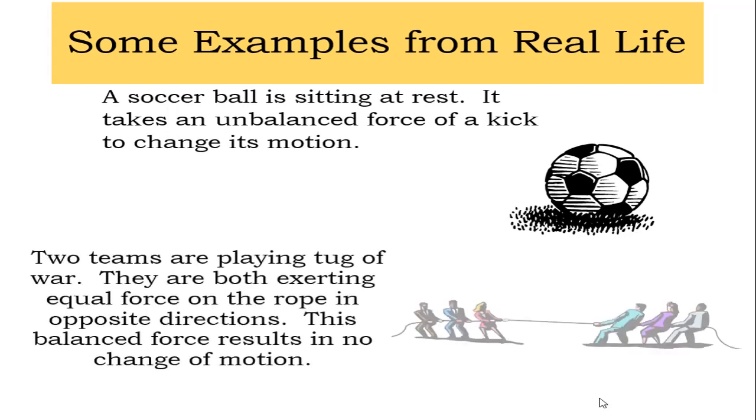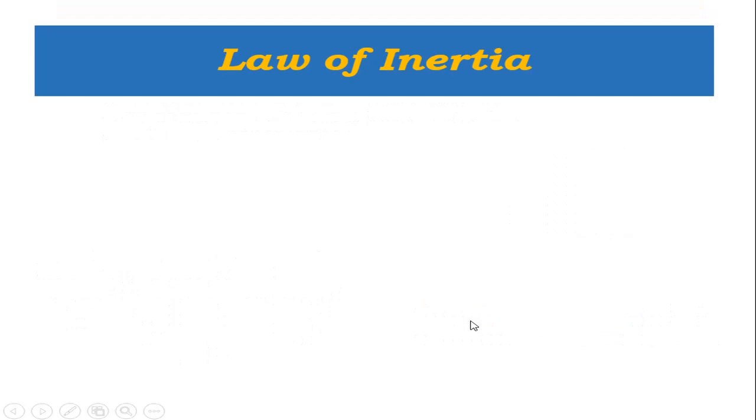Very simple. Tug of war. Team A on the left, Team B on the right. Both teams exert the same force, so no one wins. But what if Team A is stronger? Then Team A can pull Team B, so the external force there is Team A. Very simple.